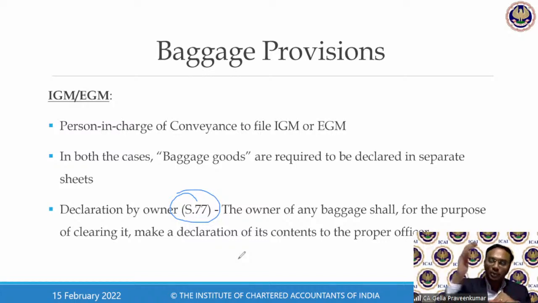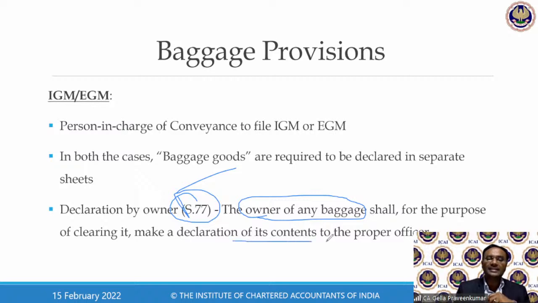They say, if the goods have come back as an ornament, I give a relaxation. If the goods have come as bullion, you have to pay the duty equivalent to the tariff notified on that particular day. So there, my declaration under section 77 comes into importance. What happens here? The owner of any baggage shall, for the purpose of clearing it, make a declaration of its contents to the proper officer. So what I'm doing here, I as the owner of baggage, now let's take this example this way.